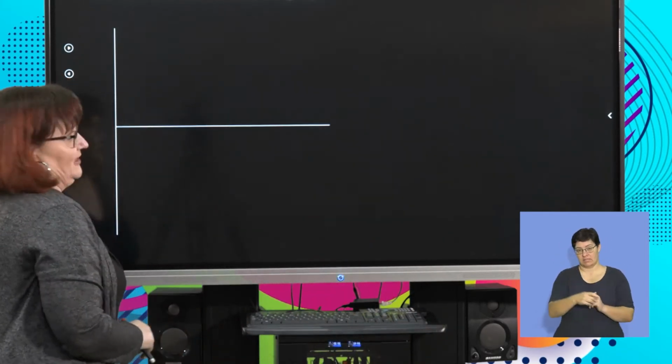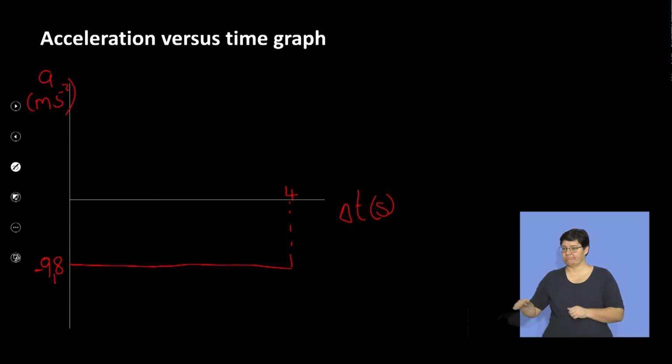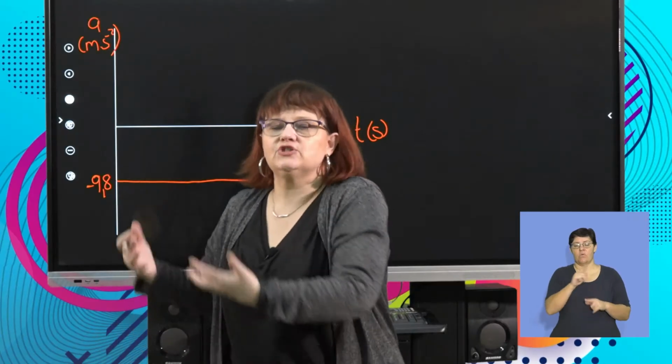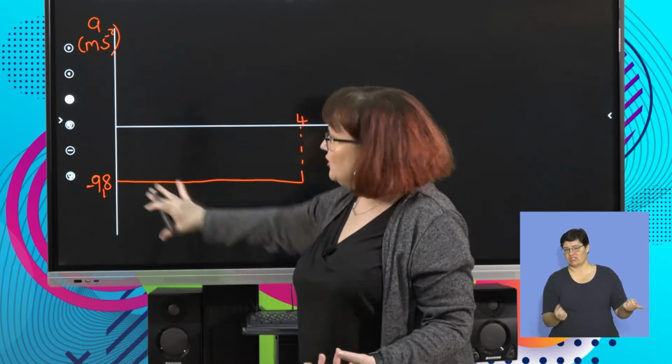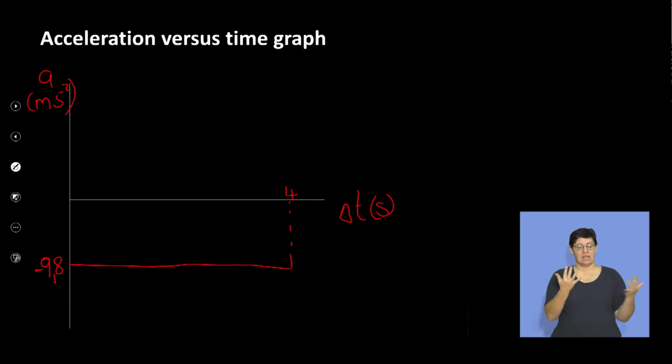The nicest thing about this is I chose up as positive, so I don't actually have to work out my acceleration because it's constant. So my acceleration graph will be drawn at minus 9.8. There we go. It'll just go across and end at 4 seconds. That's all it is. Acceleration due to gravity can't change direction. So we've got this nice straight graph, and if I had to calculate the gradient of my velocity time graph, that's the value I would get.